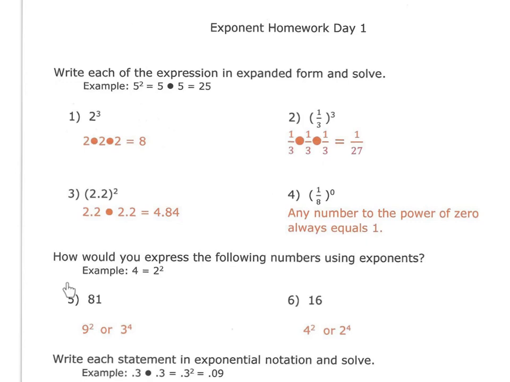The next section, how would you express the following numbers using exponents? So 81, answers will vary, but you could have done 9 squared or 3 to the 4th. For 16, you could have done 4 squared or 2 to the 4th power.